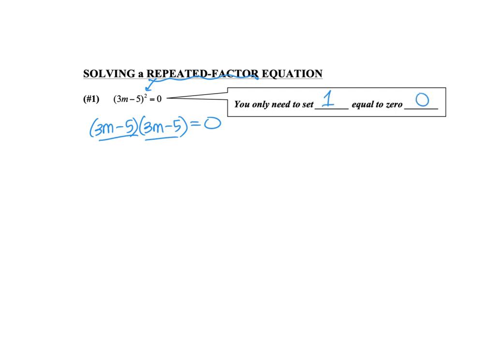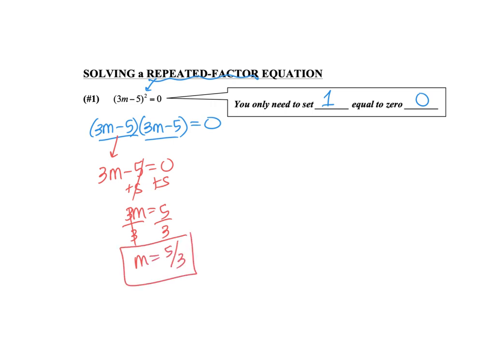Okay, so if I just take one of those and take 3m minus 5 set equal to 0, if I add 5 to both sides, and then I'm going to divide by 3, so m is now equal to 5/3. So I really only get one answer for this, because if I set this one equal to 0, I'd be getting the exact same thing. Makes sense? Okay, so that's still a quadratic equation because I still have something squared.